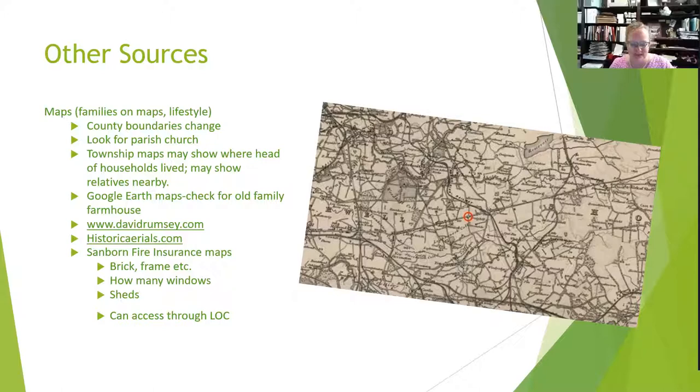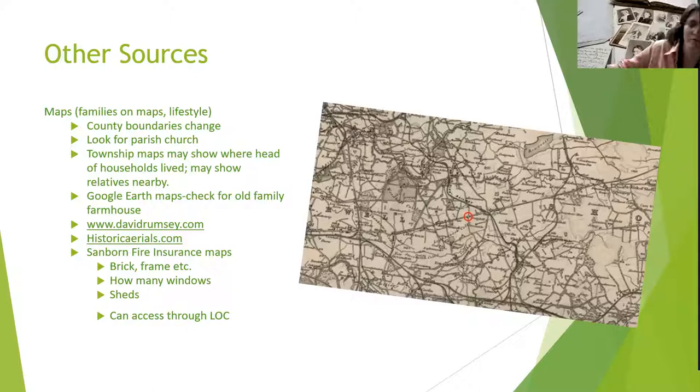But you can access them through the Library of Congress website. You can actually get to the images of them from all over the country. And the Doris Foley Library has Sanborn maps as well. They're in binders there. Right. Okay.